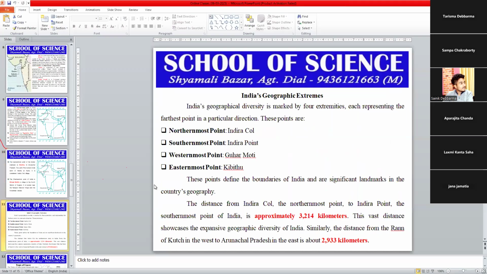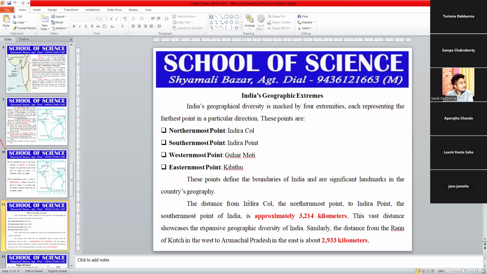So you see, we have already discussed these things. India's geographical diversity is marked by 4 extremities, each representing the farthest point in a particular direction. These points are: the northernmost point is Indira Call, the southernmost point is Indira Point, the westernmost point is Gormoti, and the easternmost point is Kibithu. These points define the boundaries of India and are significant landmarks in the country's geography.